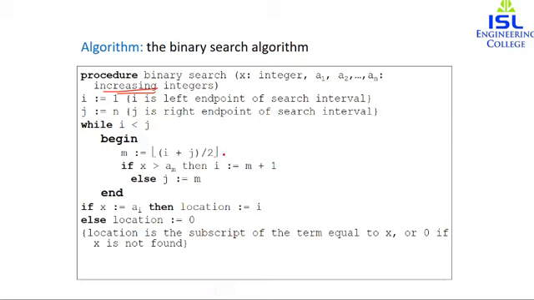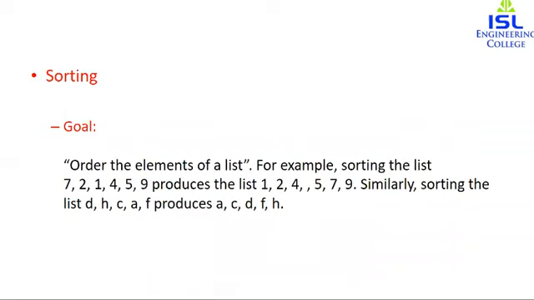We find the middle element. So this, if you remember, is the floor value. That is, if we get 2.5, we are supposed to take it as 2. Then we once again verify by using a conditional statement: if x is greater than a_m, then we keep on incrementing until we get the location. Whenever location is equal to 0, it means the element is not found.